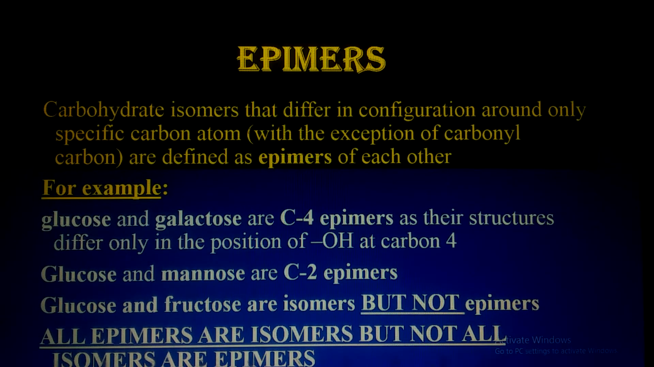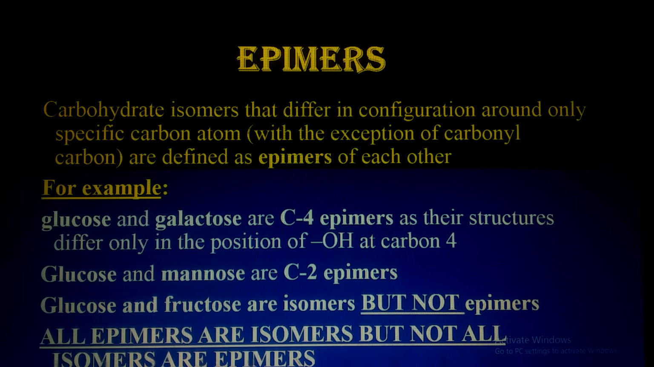Okay. So epimers, what are epimers? Epimers are carbohydrate isomers that differ in configuration around only one specific carbon atom, with the exception of the carbonyl carbon. Just around one carbon atom there is a different configuration, and they are defined as epimers of each other, except the carbonyl carbon.